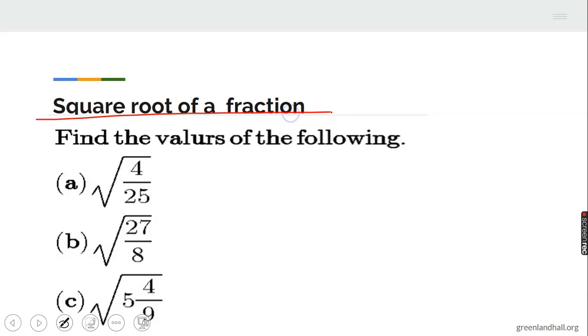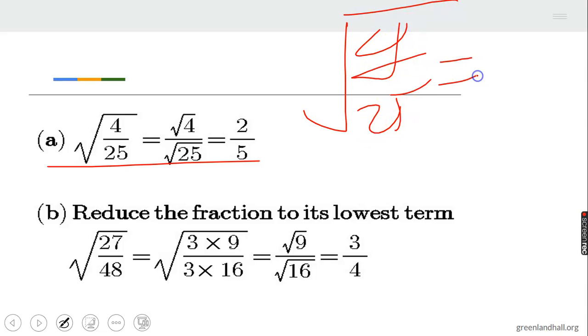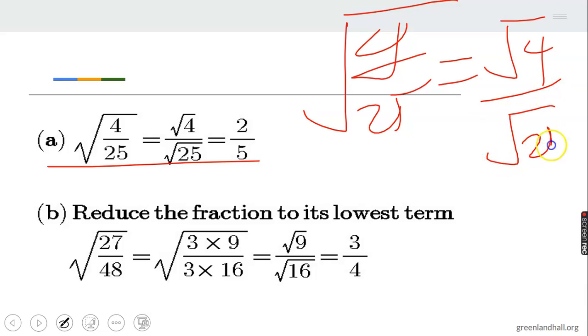Now to find the square root of a fraction, how can we find the square root of a fraction? Look at this. This is the first example. When you have something like this, 4 all over 25 can also be written as square root of 4 all over square root of 25. Square root of 4 is 2. Square root of 25 is 5.